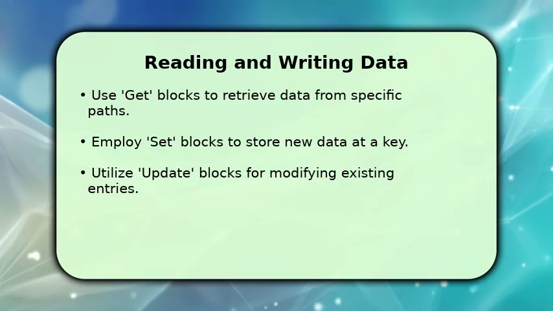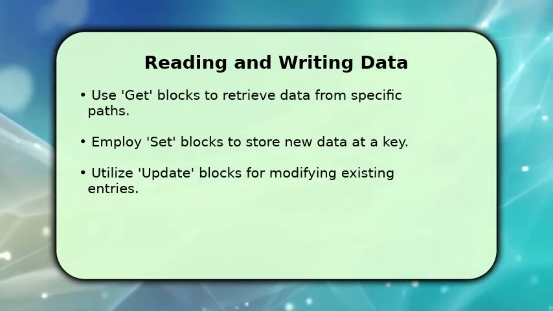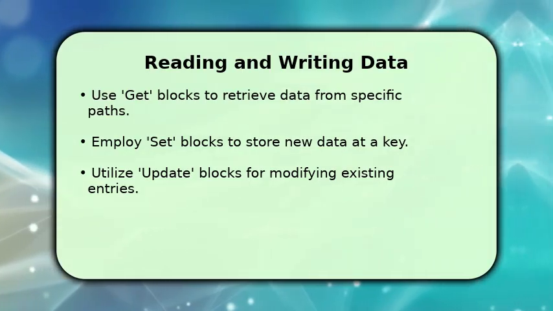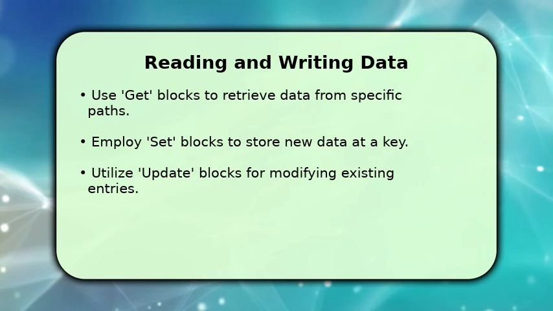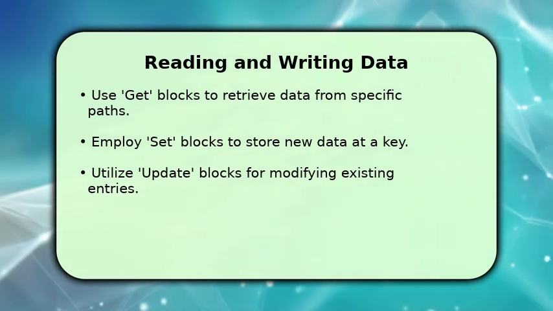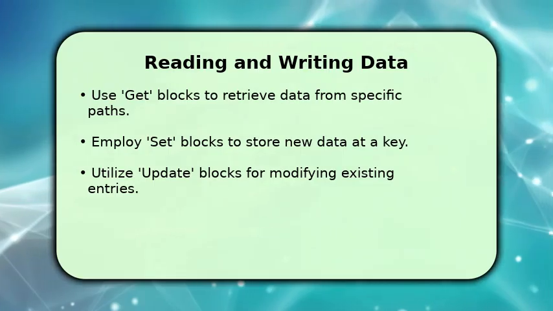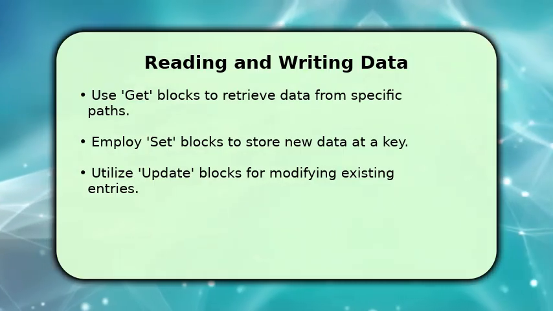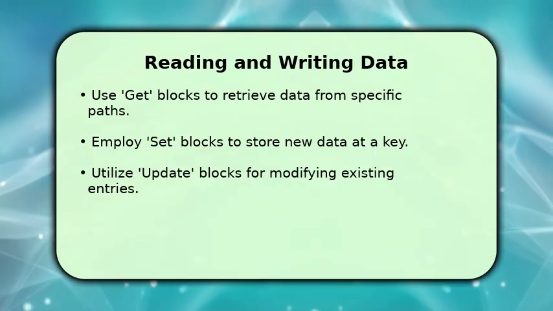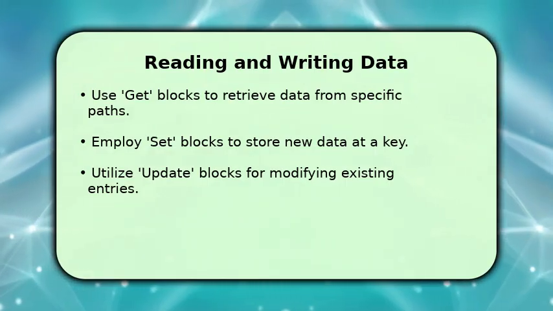With the connection established, you can now interact with your data. In Thunkable, use the GET block from the Firebase Real-Time DB component to retrieve data from a specified path in your database. To save new information, drag out a set block and provide a key and value. For modifying existing data, the Update block is your go-to, ensuring precise changes.